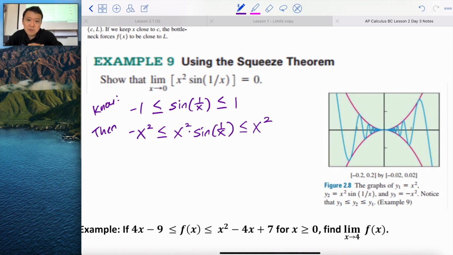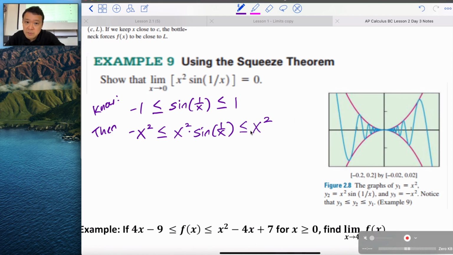We know that x squared is a positive value anyway, so we don't have to worry about reversing the inequality symbol. Even so, you could just rearrange things and you would still have x squared times sine of 1 over x in the middle anyway. So we have this: negative x squared is less than or equal to x squared times the sine of 1 over x, which is less than or equal to x squared.